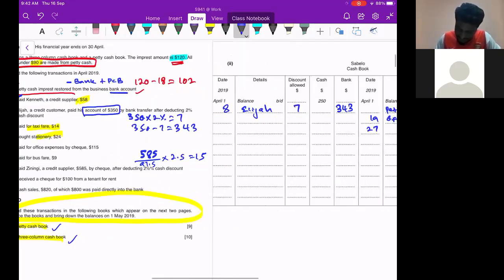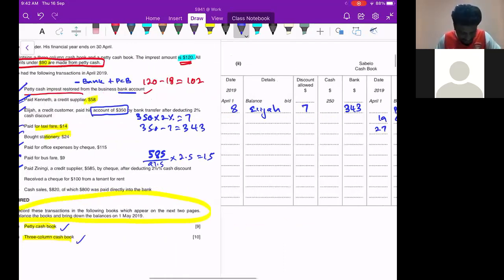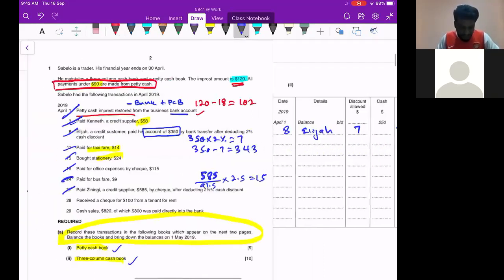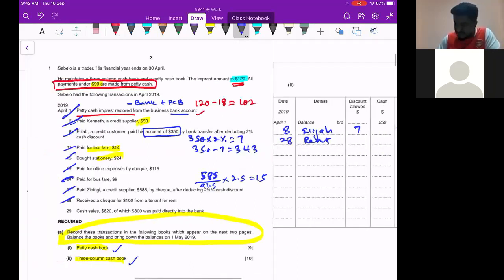And the supplier's name is Ziningi. Next one, receive a check of 100 from the tenant for rent. So we receive, meaning 100 here. This is for the rent, and it was on the 28th.